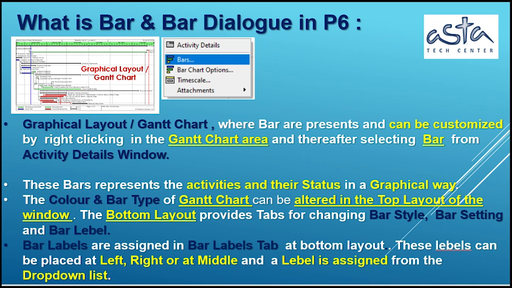The color and bar type of the Gantt chart can be altered in the top layout of the window. The bottom layout provides tabs for changing bar style, bar setting, and bar level. Bar labels are assigned in the Bar Labels tab at the bottom layout. These labels can be placed at left, right or at middle, and a label is assigned from the drop-down list.